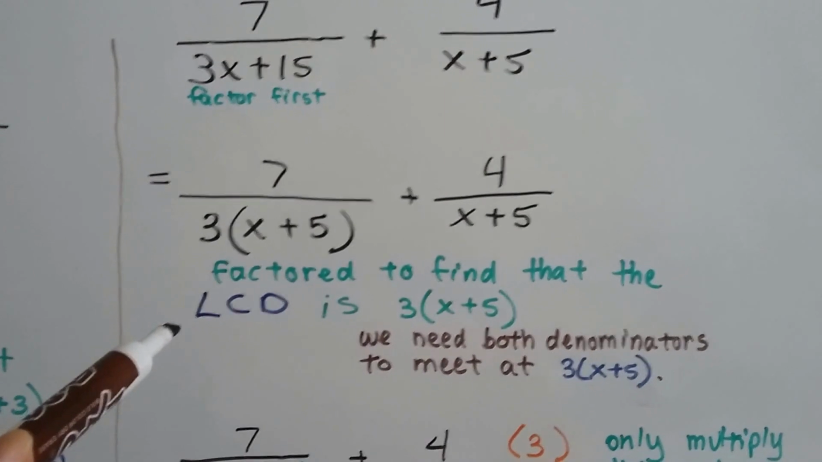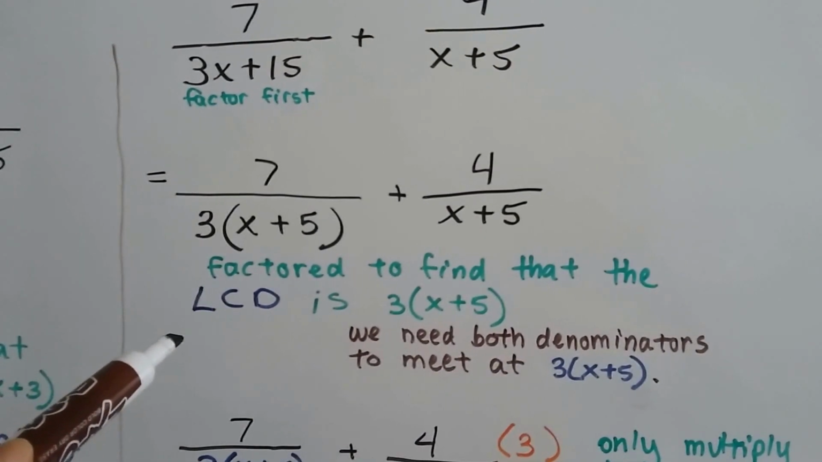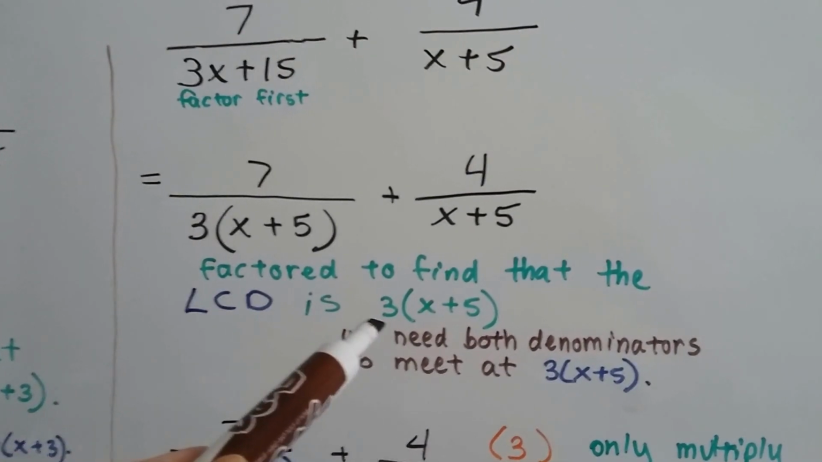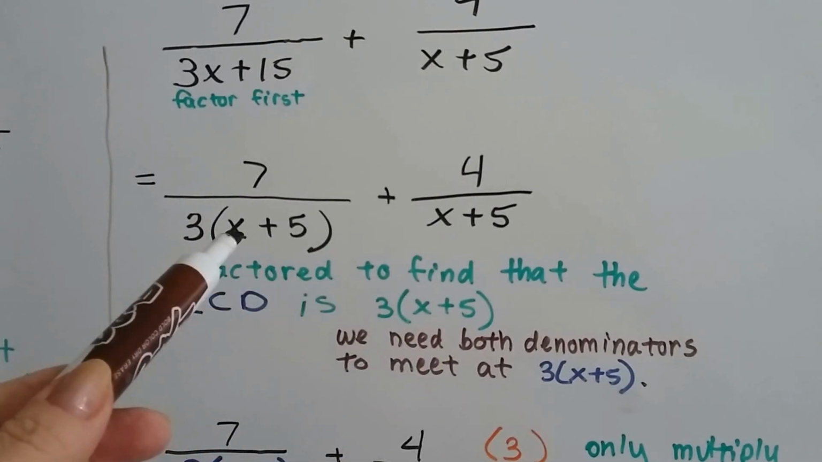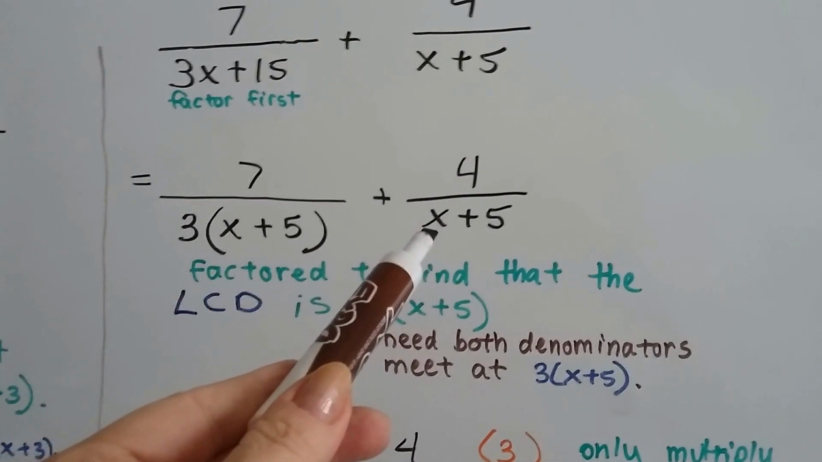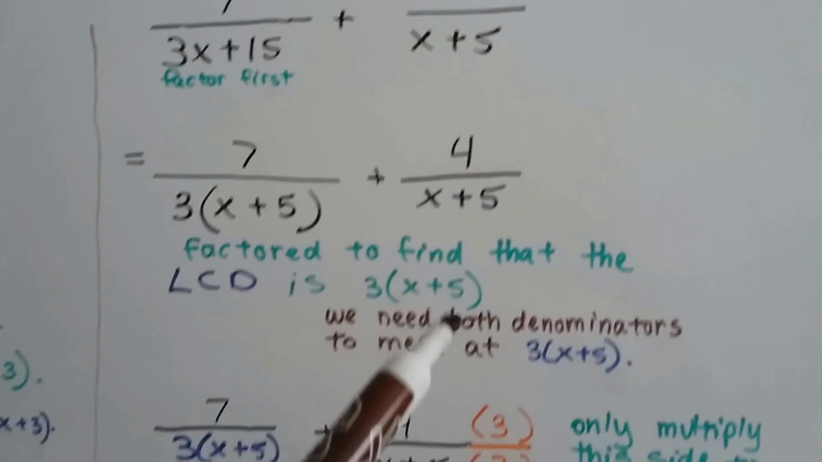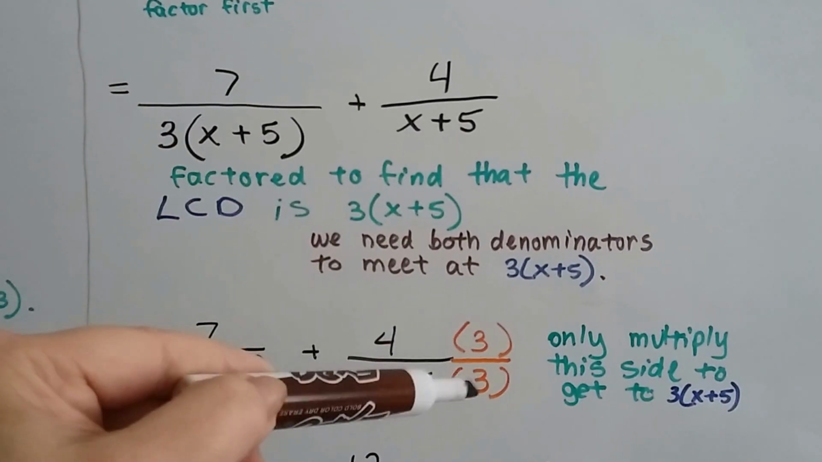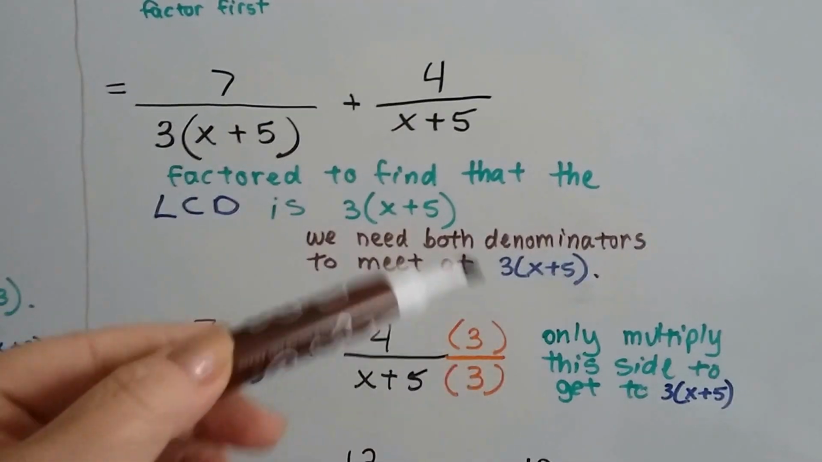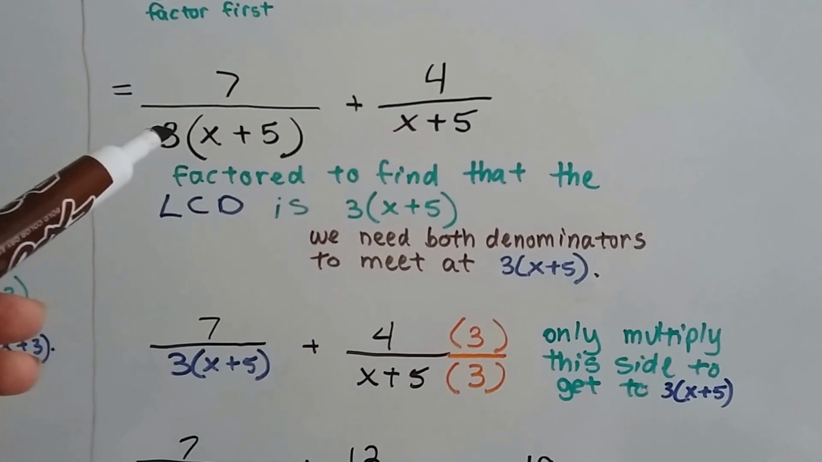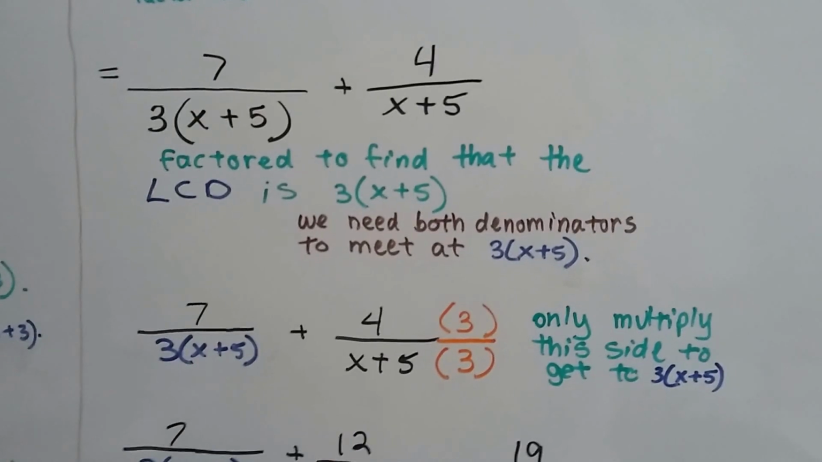Now that it's factored, we can find that the least common denominator is going to be 3 times x plus 5. So now this one needs to get to 3 times x plus 5, don't we? The only way to do it is to multiply the numerator and denominator by 3. That way, its denominator will also be 3 times x plus 5, see?